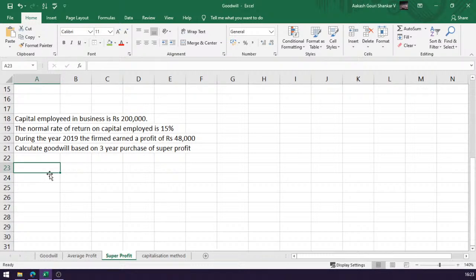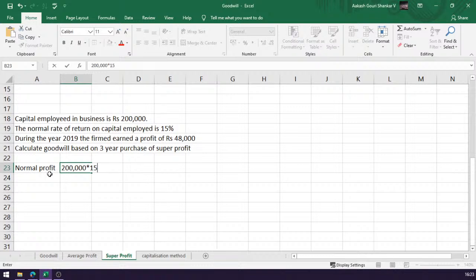So first we will calculate the normal profit. What is the normal profit? Normal profit is equal to capital employed, how much I am investing in the business, multiplied by the rate of return. What is the expected rate of return on the capital employed? The capital which we have invested in the business is 2 lakh rupees, into 15 percent. So 2 lakh into 15 divided by 100, that is 30,000, is the normal profit, which is an expected profit.